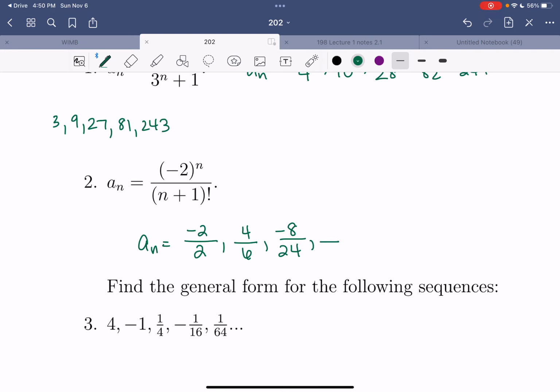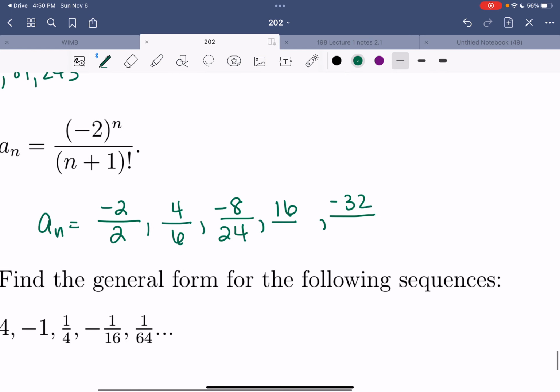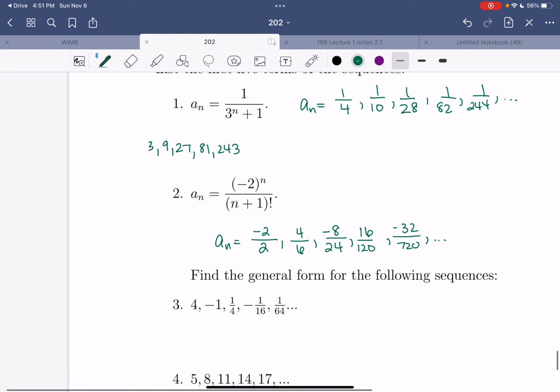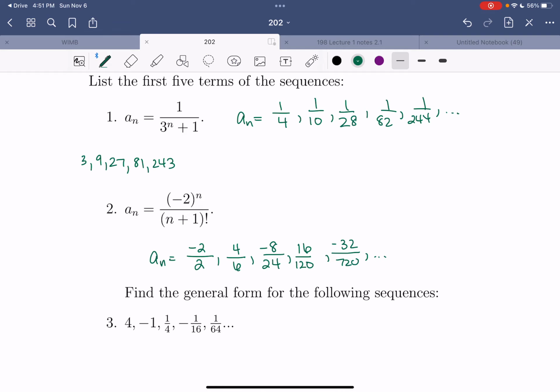You're multiplying by negative 2 up top. So negative 8 times negative 2 gives me 16. And the last one is going to be negative 32. And on the bottom, I'm multiplying by the next number. So the next number from 24 will be to multiply it by 5. So that's 120 and then 720. You can check if you plug in 5, negative 2 to the 5th would be negative 32. 5 plus 1 is 6. 6 factorial is 720. Okay, so you're listing out the first 5 terms of the sequence. Okay, nothing crazy there.